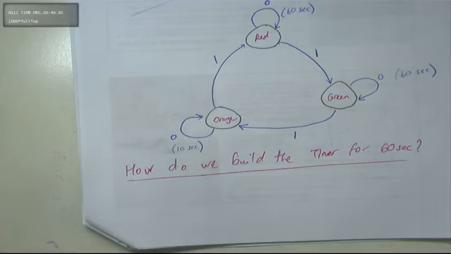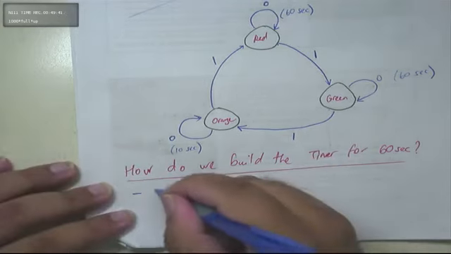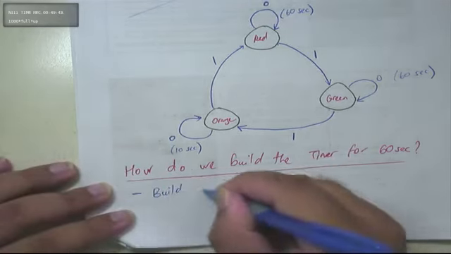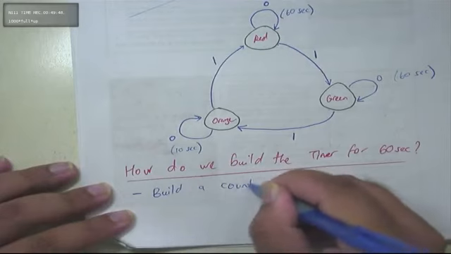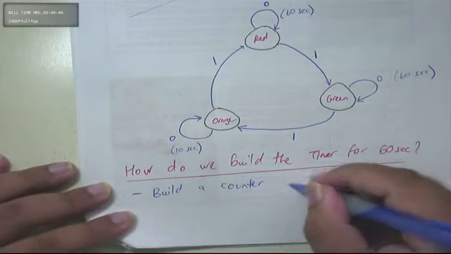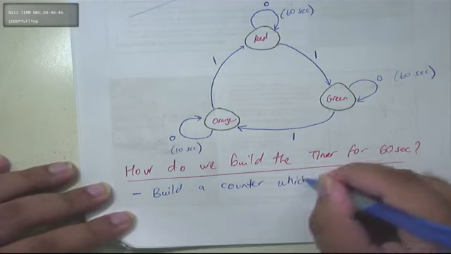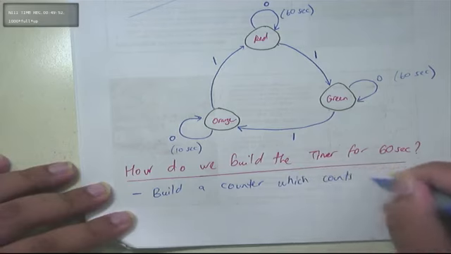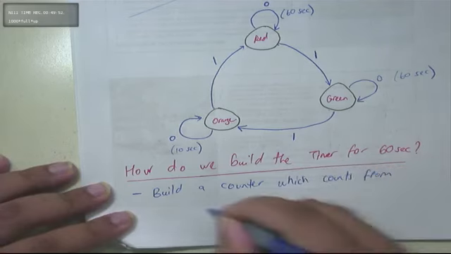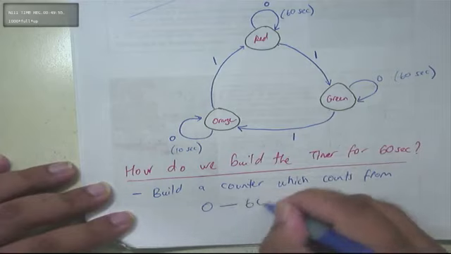Okay. So then what we do is, you guys built counters, remember that? You built a sequential counter. So we build a counter which counts from 0 to 60.